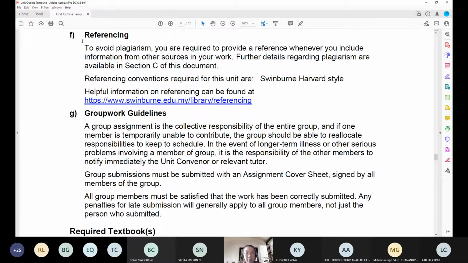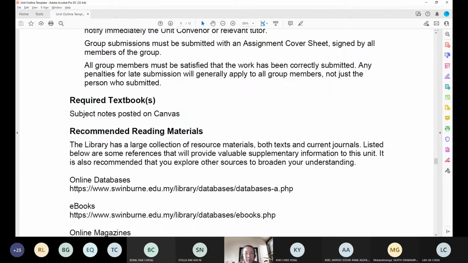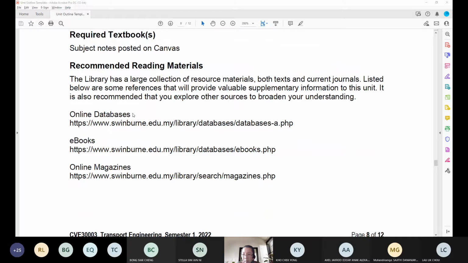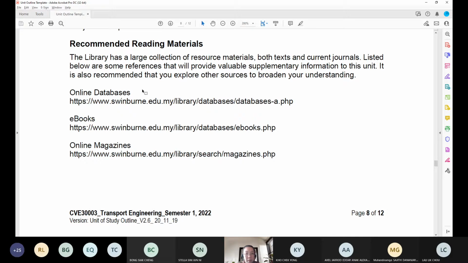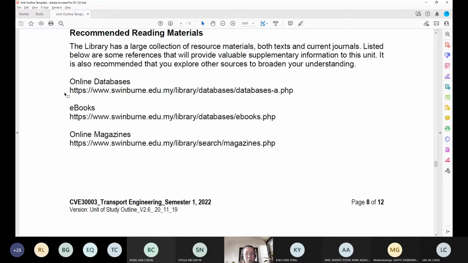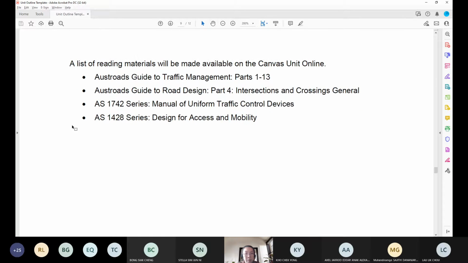Okay, and for referencing, do use the Swinburne Harvard style if you have any references. And for group work, please make sure that all of the members sign your work. And recommended reading materials: you can check our online databases and ebooks, but what I want to highlight more is this. Reading materials.